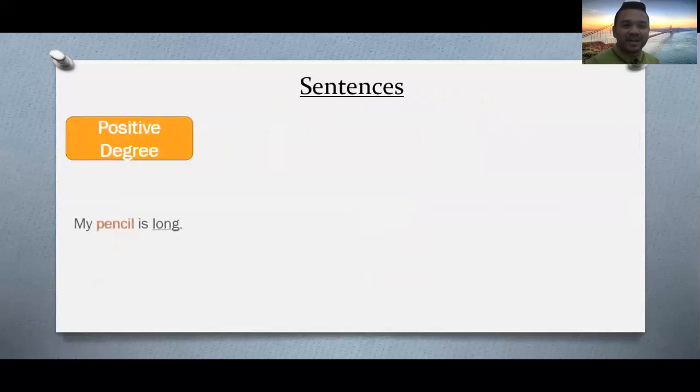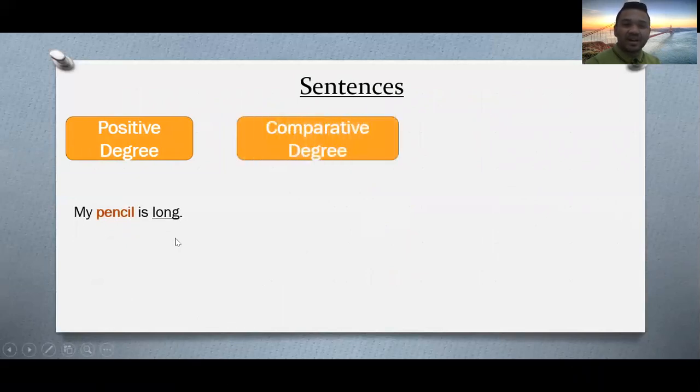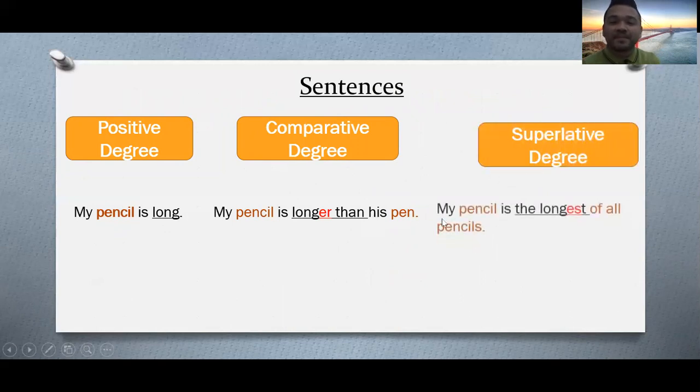Sentences, positive degree. My pencil is long. So long is the adjective here. Comparative sentence. My pencil is longer than his pen. So comparing two objects here, pencil and pen. So we have to add the word er and than. And superlative degree, my pencil is the longest of all pencils. My pencil is the longest. So maybe there are three or more pencils. So we have to add the word the here, and then long, and then add est. The longest of all pencils.